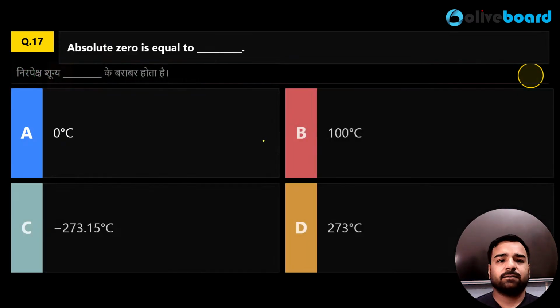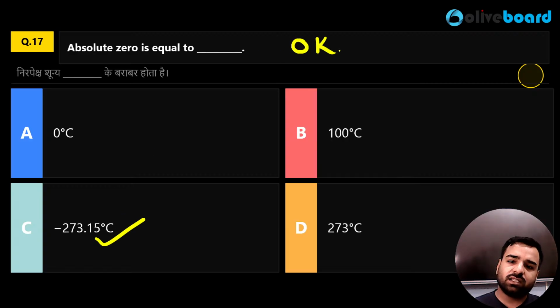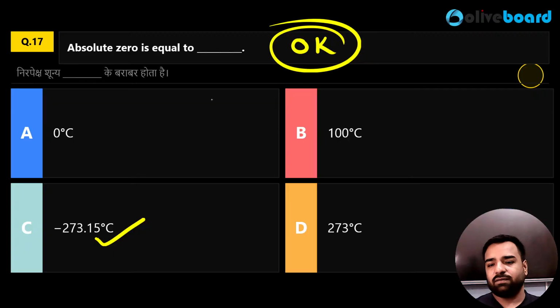Okay. Next, absolute zero. This is the minimum possible temperature at which all the molecular motion ceases. So absolute zero is equal to what? Minus 273.15 degrees centigrade, or in the case of Kelvin, this value will be 0 Kelvin. Okay.